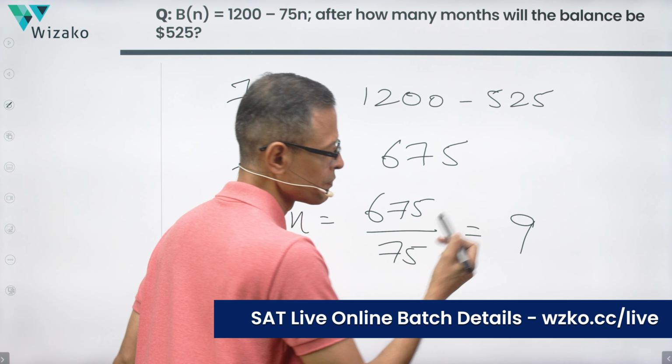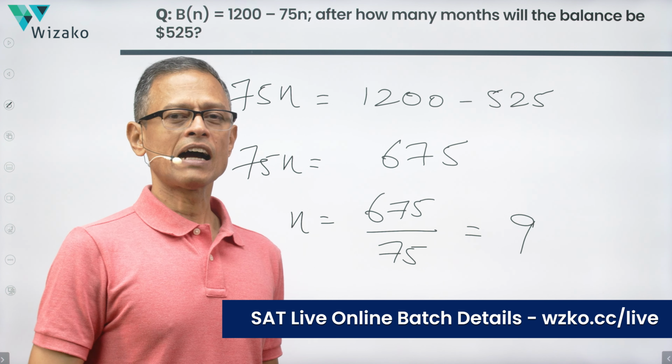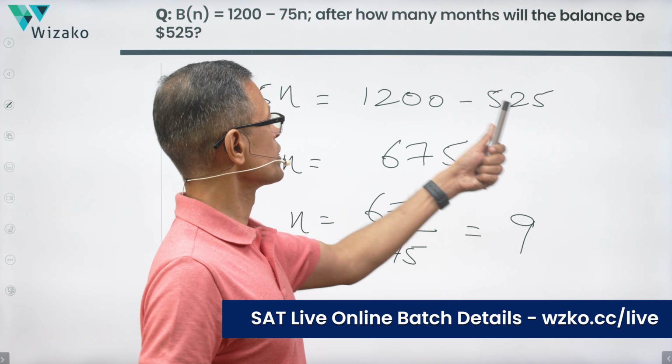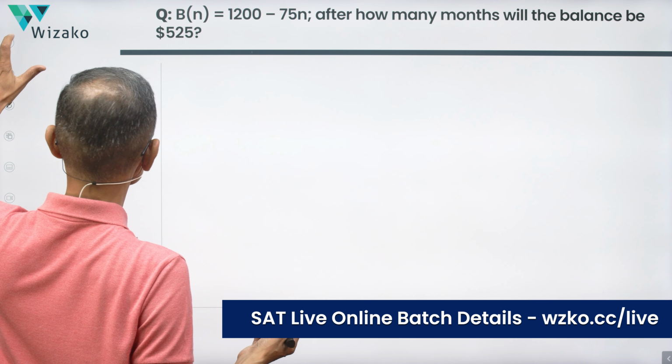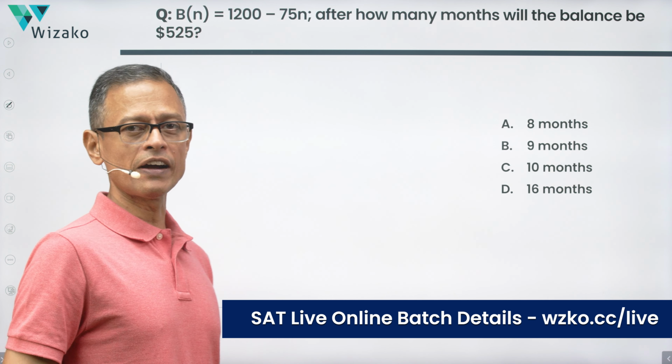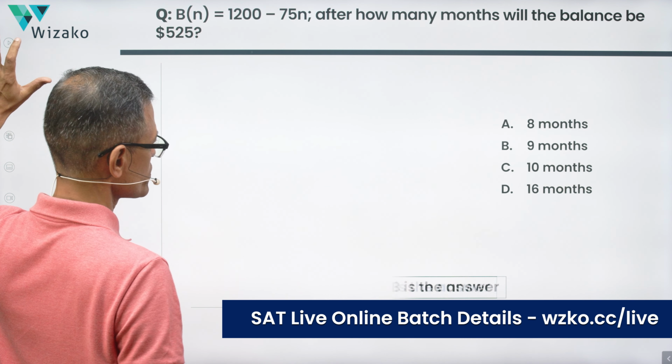which is equal to 9. n is the number of months after which she is going to find this balance, which is equal to 525. So n is equal to 9 months. 9 months from the time she starts withdrawing will her balance be equal to $525. Choice B is the correct answer to the question.